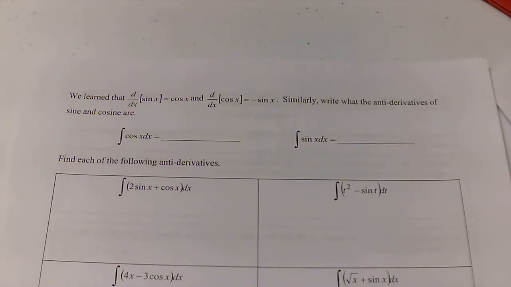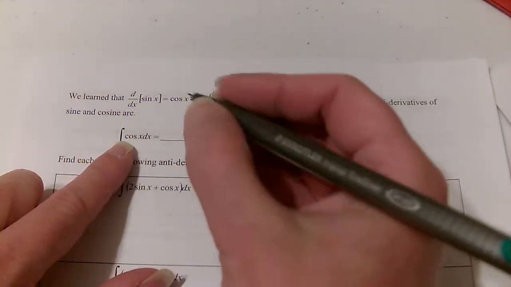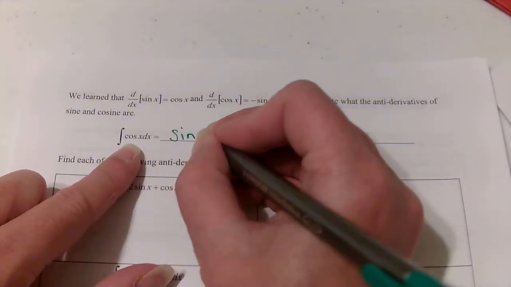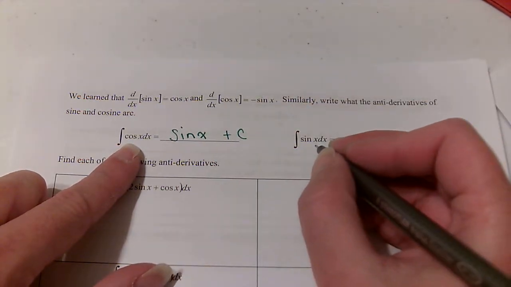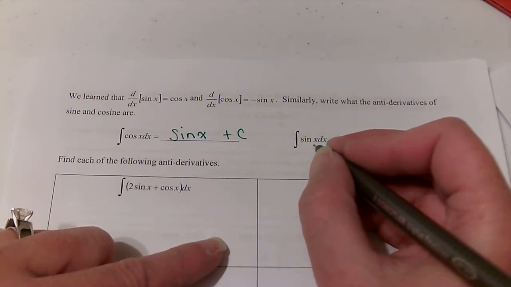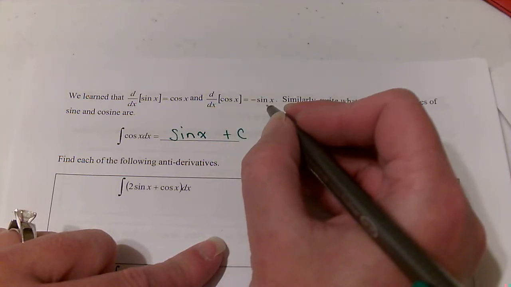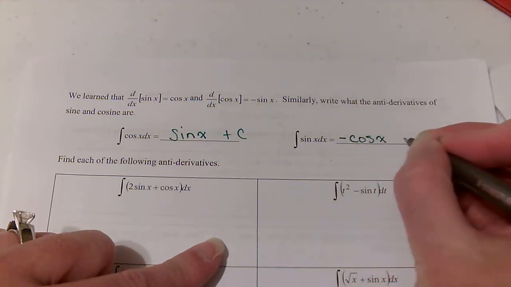Now what would we do if we were trying to find the antiderivative of cosine? So you have to think to yourself, what can I take the derivative of to get cosine back? Easy. The derivative of sine is cosine. What would give me sine? The derivative of cosine is negative sine, so this would have to be negative cosine.